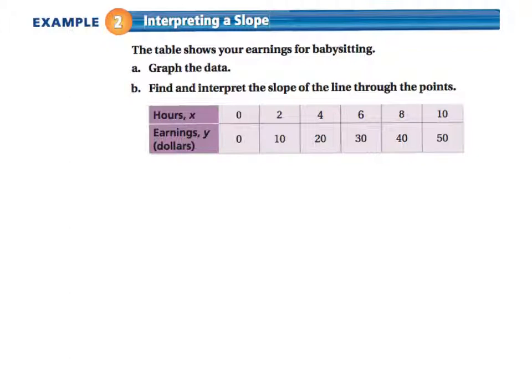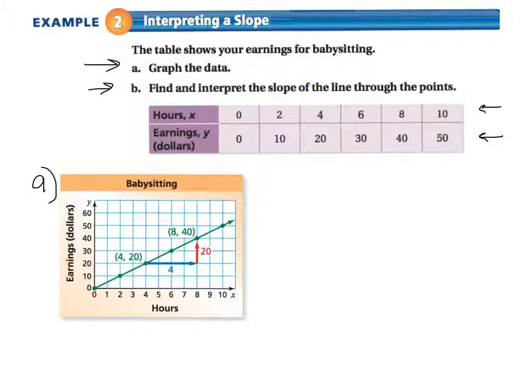So the table shows your earnings for babysitting. A, graph the data. B, find and interpret the slope of the line through the points. So here we have a table. This is your x-axis, this is your y-axis. So I'm going to, through the magic of this program, graph it. And if I graph it, there's my graph.